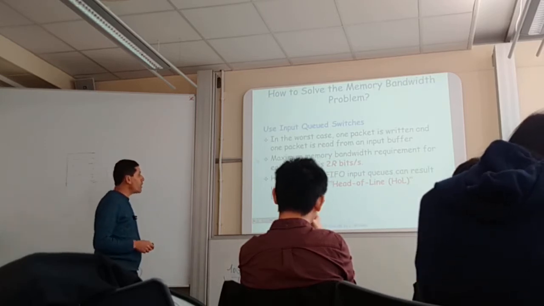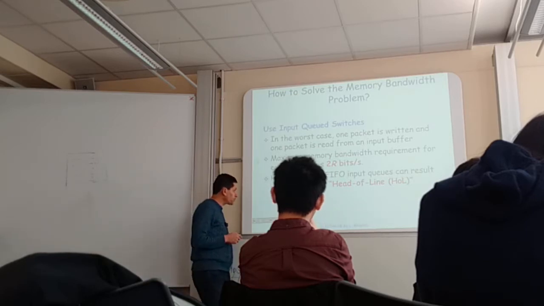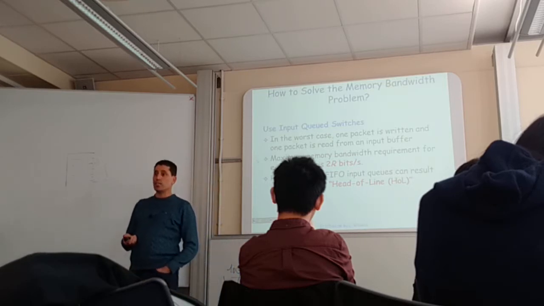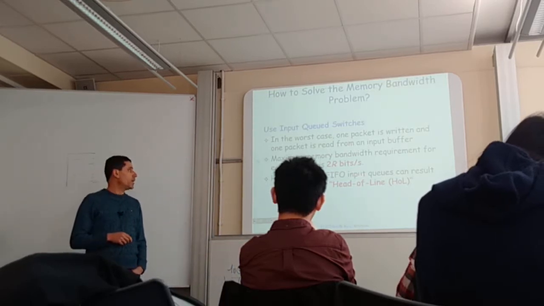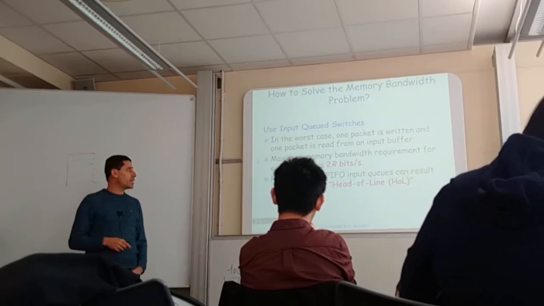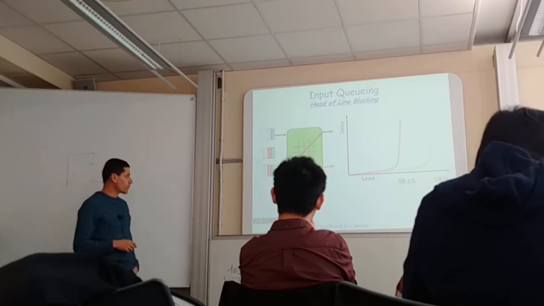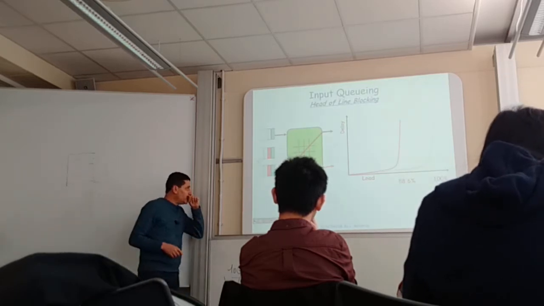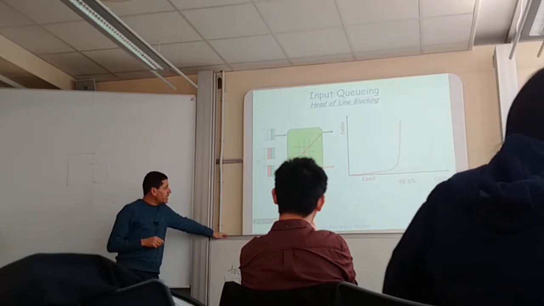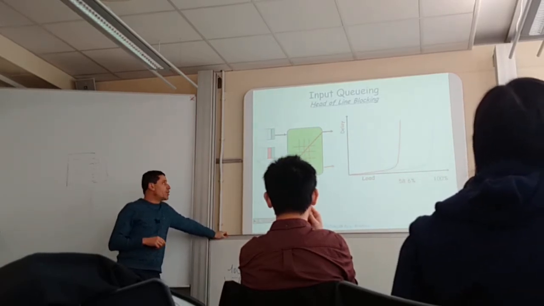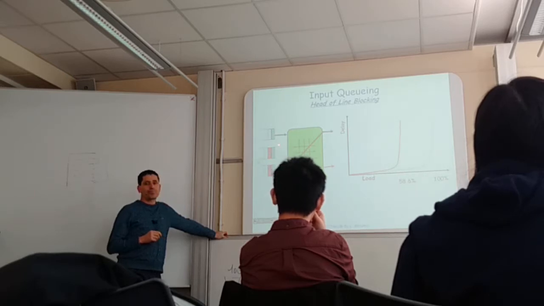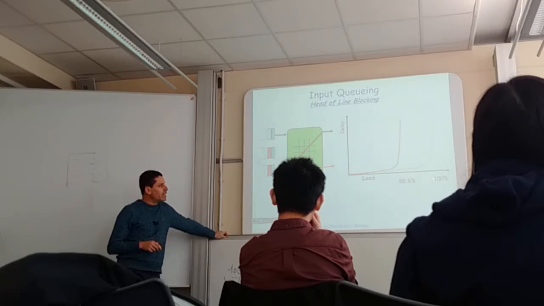Okay? However, there is a big problem here. When you use input FIFOs, FIFO is first in, first out. I hope you understand what a FIFO is. Input queues can result in what is called the head-of-line blocking problem. Head-of-line blocking, I'm going to explain what it is. Now, this is my architecture. Theoretically, if it was an output queue switch, if these queues were placed there, my theoretical throughput would be 100%, right? What I get in, I get out.